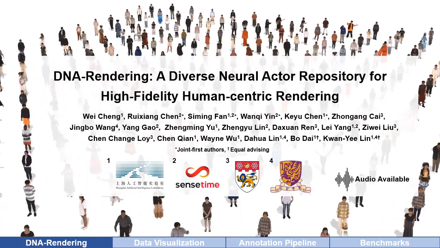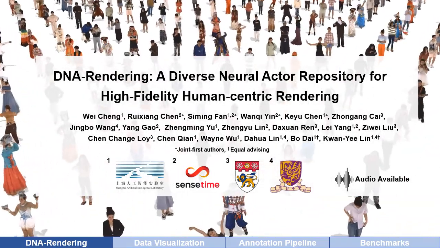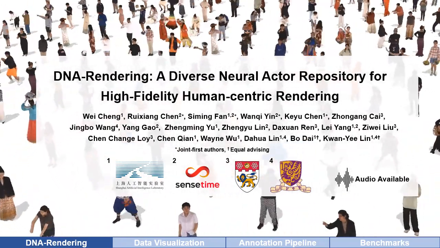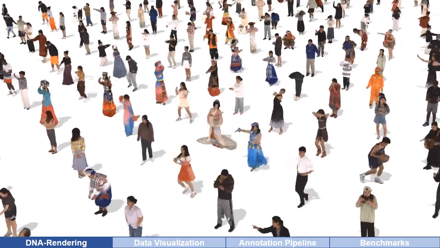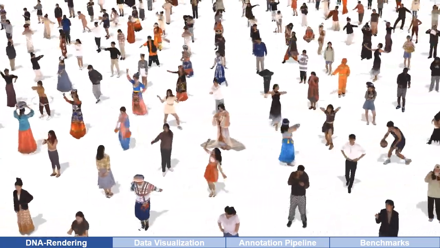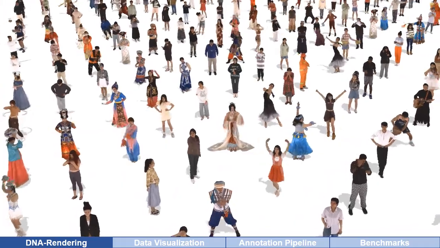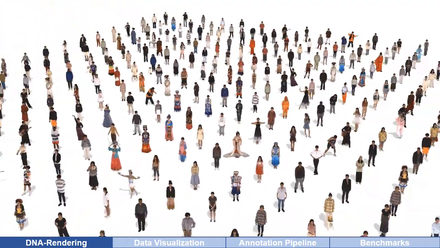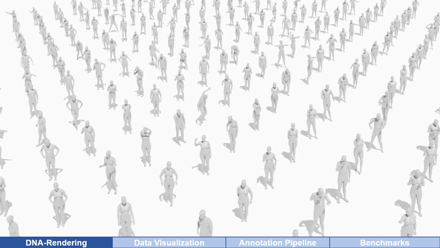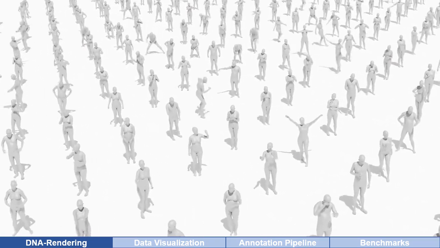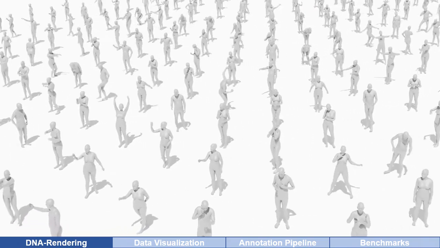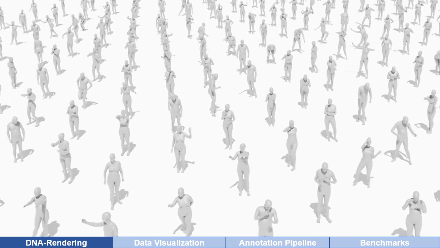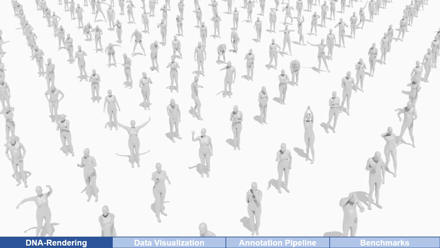In this work, we present the DNA rendering dataset, which is a large-scale, high-quality, and high-fidelity dataset for human-centric rendering. Realistic human-centric rendering is an essential topic in computer vision and computer graphics communities. However, the vacancy for a comprehensive dataset to train or evaluate related algorithms is still there. Given the importance of the dataset's quality and diversity, we propose DNA rendering to address this gap and accelerate research in human-centric rendering.